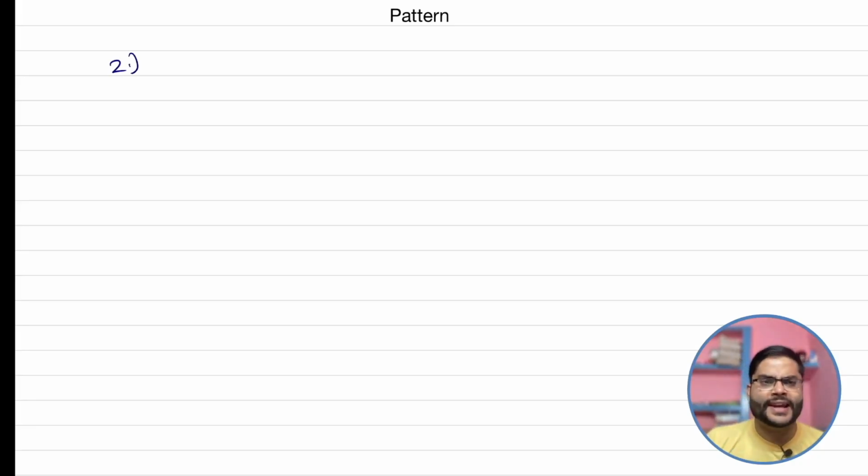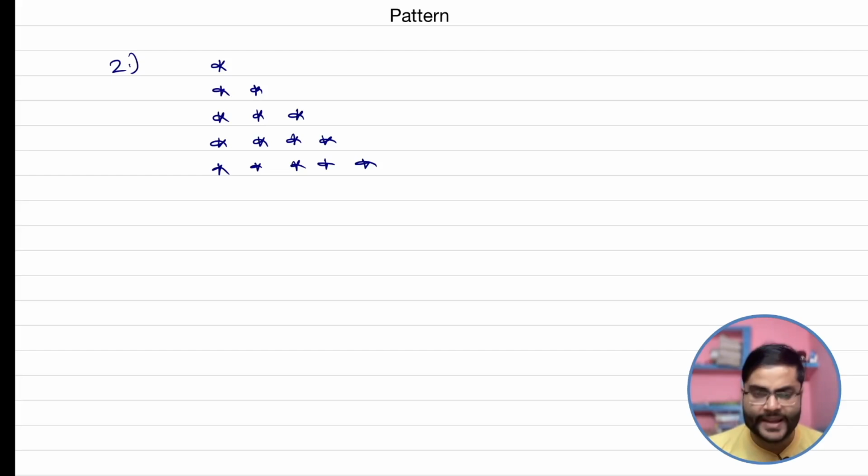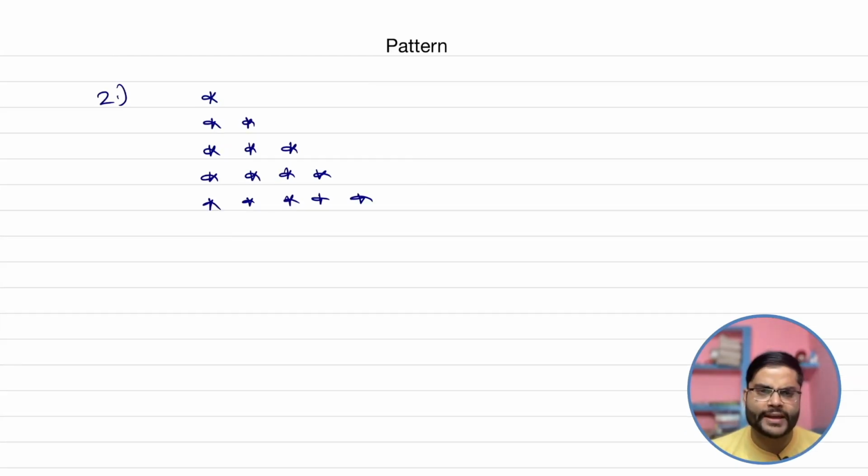So the second pattern says that we want to print output like this. Okay, let's break it out. Can we print this? Can we print a single star? Can we print this double star?